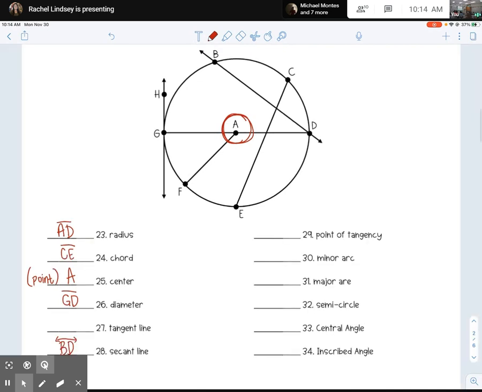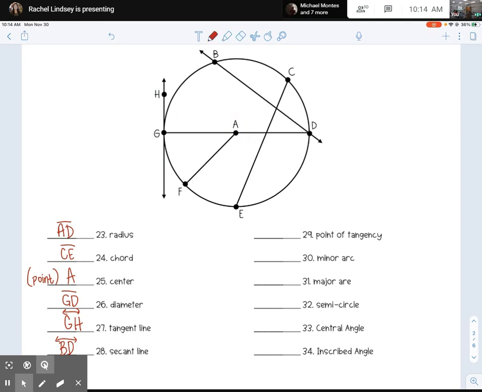Now we need a tangent, which means that it only touches the circle one time. That's going to be one that's outside, looks like it's outside. So this is your tangent. You just say GH or HG. I put little arrows over it because lines have arrows at the end. But again, I'm not going to count off if you put the wrong thing, as long as you put a line over it.